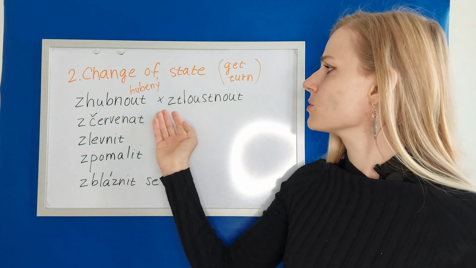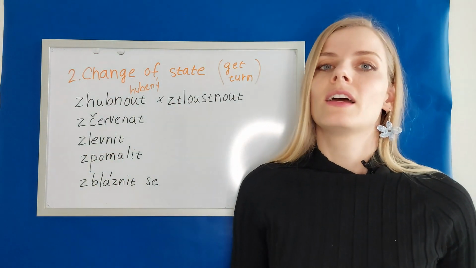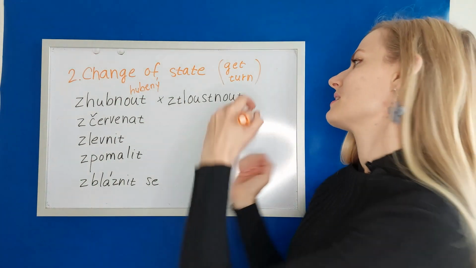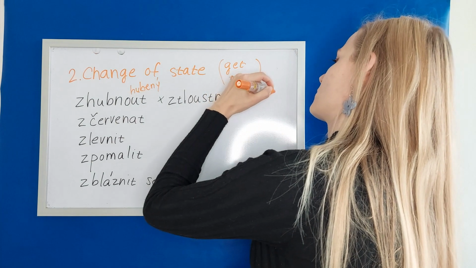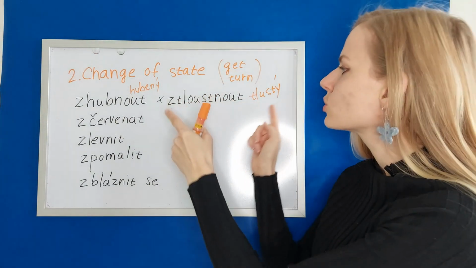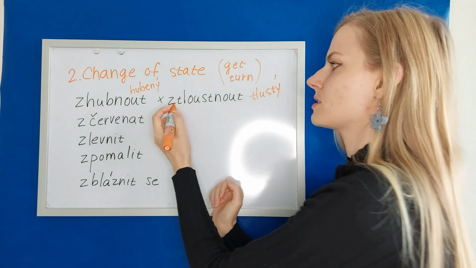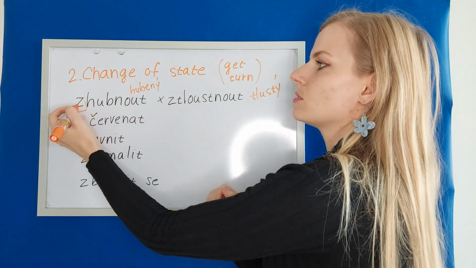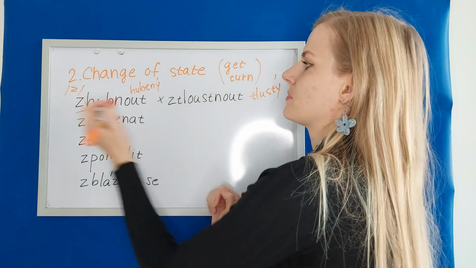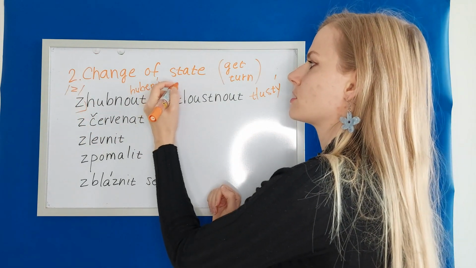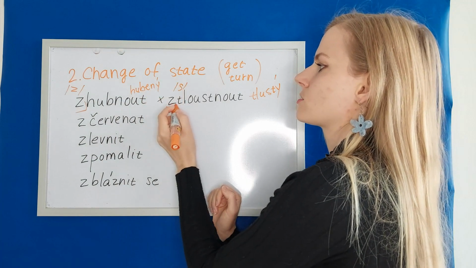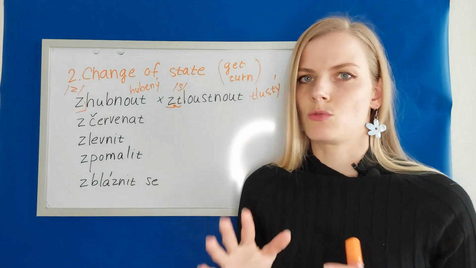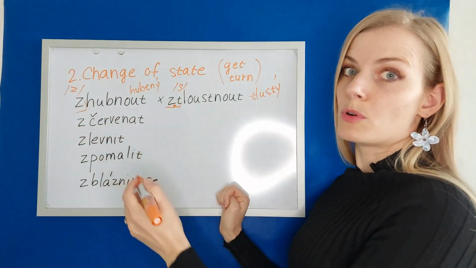And on the other hand, we could also have stloustnout, to literally get fat. So it's not a very proper verb, but it comes from the adjective tlustý, so stloustnout. And here we can also see how the pronunciation changed because we have zhubnout, this is pronounced as z, and stloustnout, this is pronounced as s. Stloustnout, because it was affected by the T, which is voiceless, so stloustnout and zhubnout.